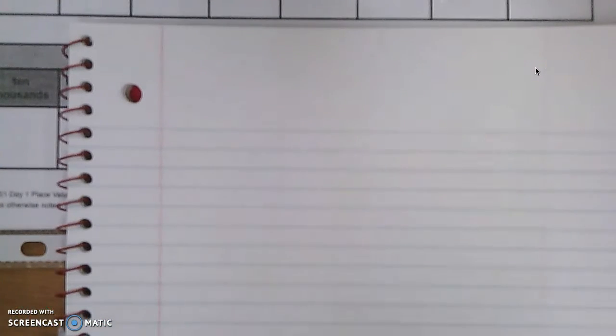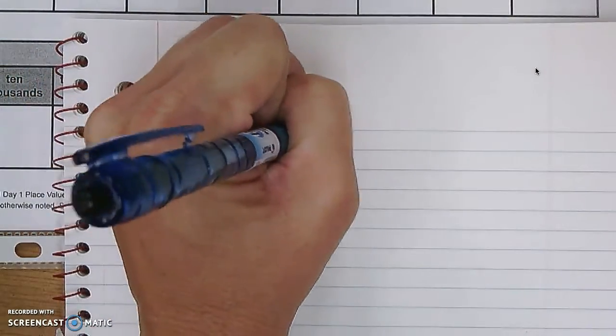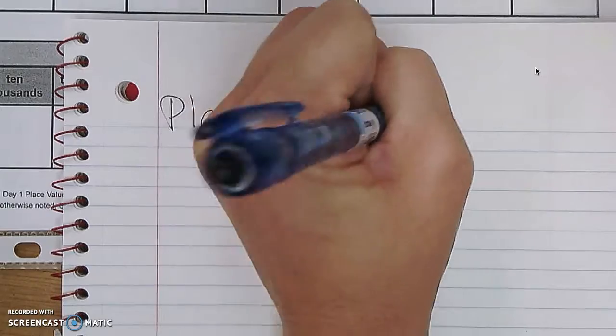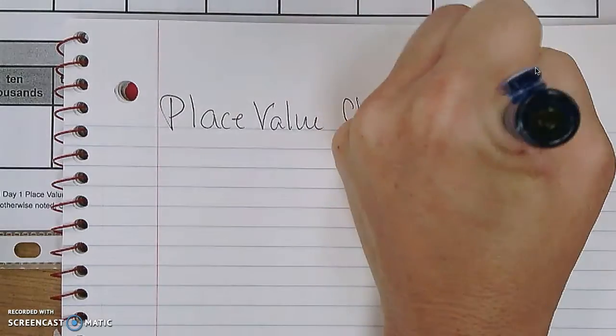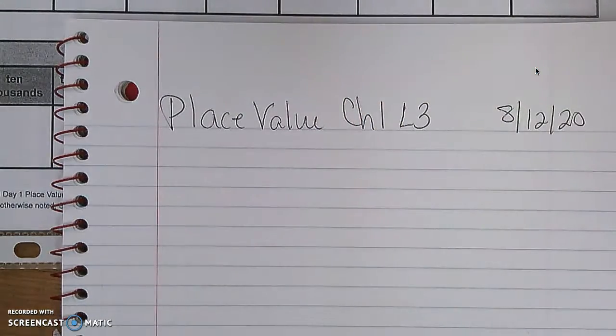Good morning. Today we are doing some more with place value, and this is chapter 1, lesson 3, and today is August 12th, 2020. So today we're going to be looking at place value in the decimals.